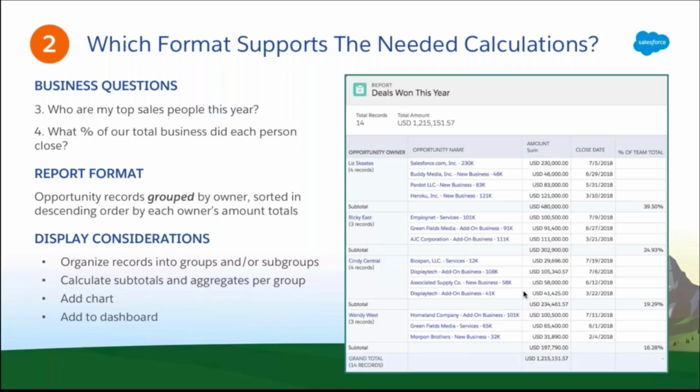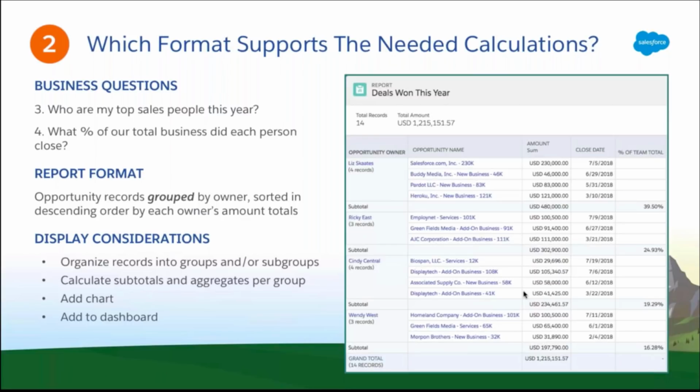Now, if you're used to creating reports in Classic, you might recognize this format as something we called a summary report. But in essence, all it means is that the records are grouped. The rows of records are grouped by a field, like the owners. All right, so this summary format will actually answer 2 more questions, and you'll see that it does still answer the original 2 questions about how much we closed all year, because the total amount is still there in this report.